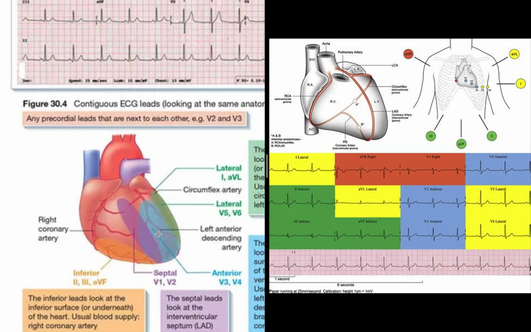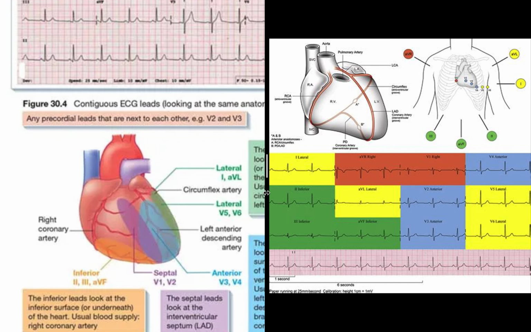So this is just kind of showing you why we have all these leads. Why do we have 12 of them? Well, we want to look at all these coronary arteries. And the only way we can do that is if we put patches in very specific spots all around this person's heart, so we can get an almost 360 view of what's going on with the electrical activity of the heart.